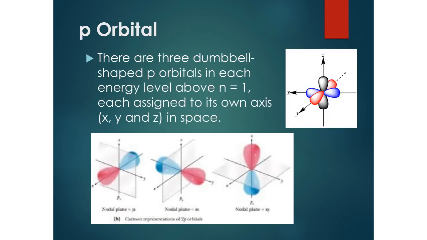All right, then we have the p orbital. The p orbital is composed of these shapes here on the X, the Y, and the Z axis. So the p sublevel has 3 different orbitals, one centered on the X, one centered on the Y, one centered on the Z axis. So altogether, the p sublevel can hold 6 electrons.